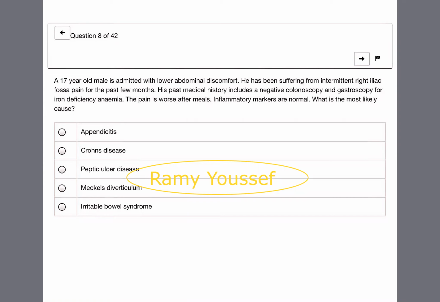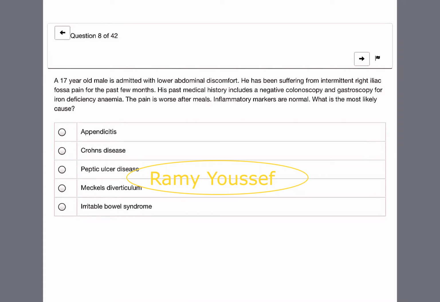Irritable bowel syndrome doesn't cause pain, at least not pain, just discomfort. IBS always causes some discomfort, and not in the right iliac fossa. It causes generalized abdominal discomfort. Peptic ulcer is epigastric, it is not right iliac. And so we have Crohn's disease and Meckel's diverticulum.